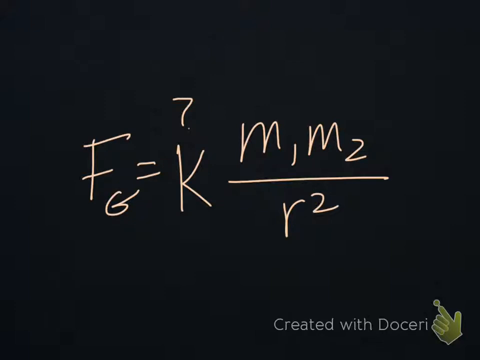Gravitational attraction is proportional to the mass of the two objects being attracted and inversely proportional to the distance between them, or rather the square of the distance between them. That's that radius. I think there's a constant, but I don't remember.